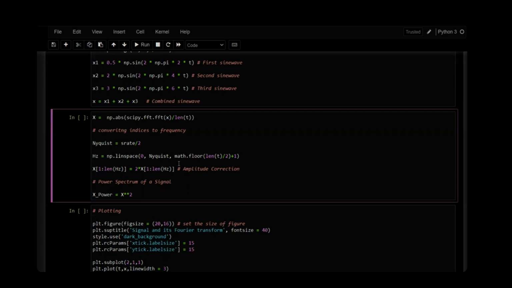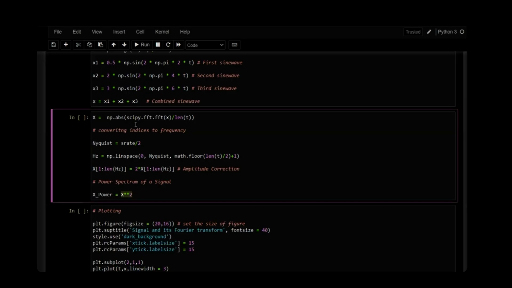So here we are converting the indices into frequencies. By now, we are very familiar with this step, and the next step is to correct the amplitudes, or basically to incorporate the negative frequencies into the positive frequencies by multiplying the amplitude values by 2. So this gives us the amplitude correction, or the amplitude spectrum.